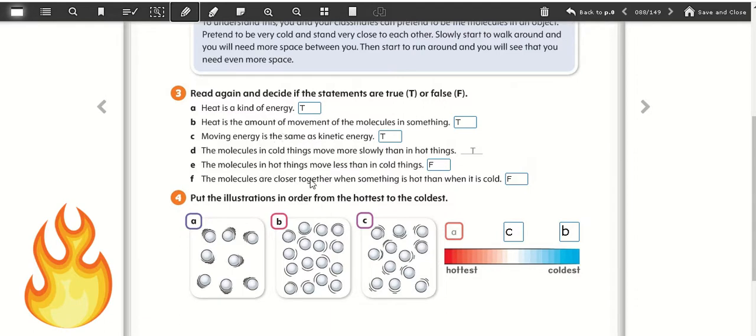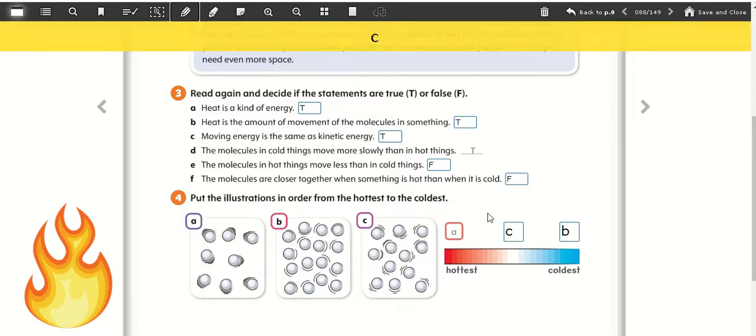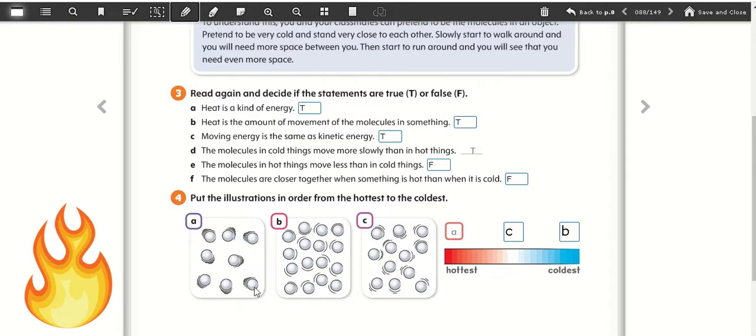And when we have something cold, it's totally the other way around. In this case, the molecules are moving slow and they are closer in the space they are. So that doesn't happen in the case of hot things. That's why these two sentences are false, because when we have hot things, the molecules are going to move faster and apart. You need to remember that with heat, the molecules move faster and they move apart.